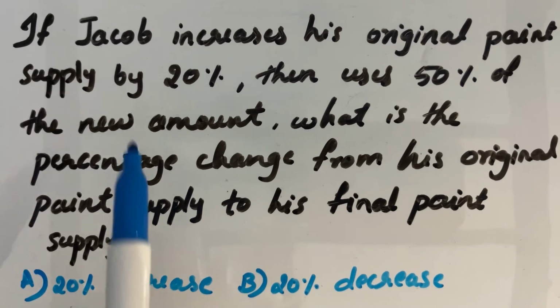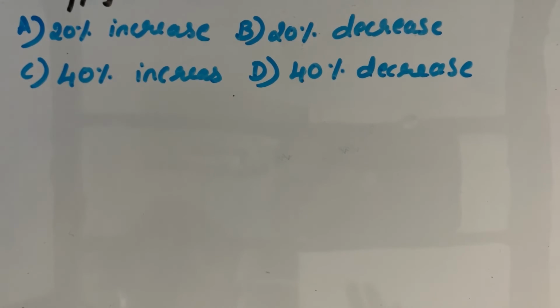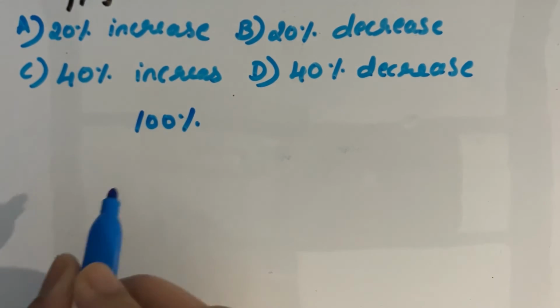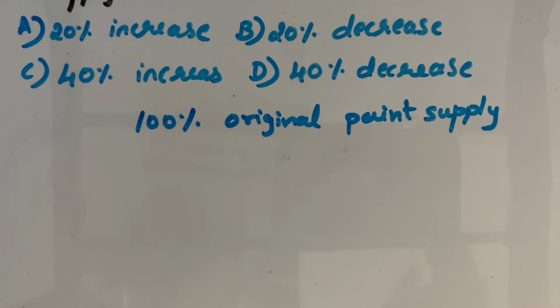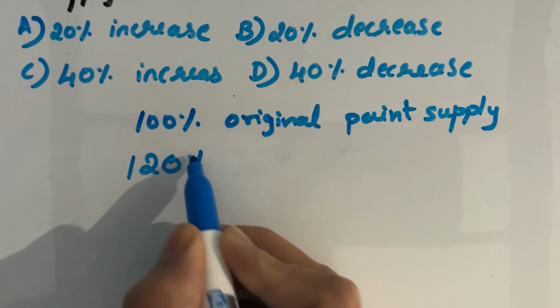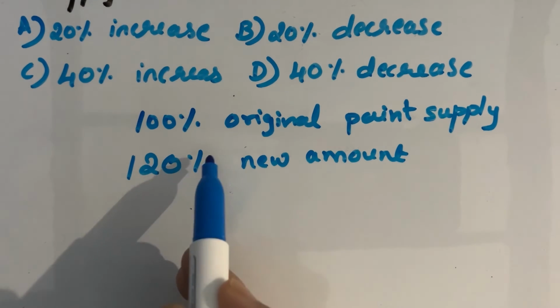What's given here? Jacob increases his original paint supply by 20%. Suppose, or let Jacob's original paint supply be 100%. This is the original paint supply. He increases 20% means the supply will become 120%. He increases his paint supply by 20%. So the new paint supply is 120%.